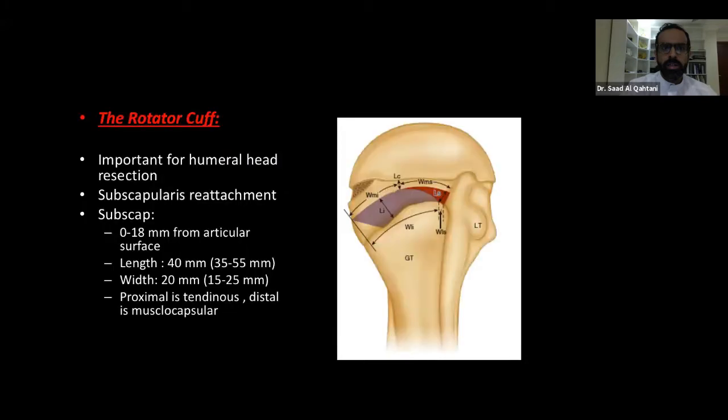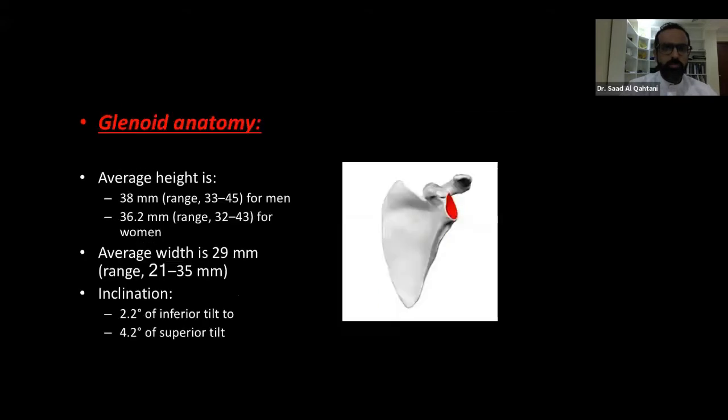Rotator cuff: it's important for any surgeon to understand the cuff and its insertion, which is very important when you do your cut for the humeral resection, and also for the subscapularis reattachment after doing the procedure. And finally, we'll talk about the glenoid anatomy.